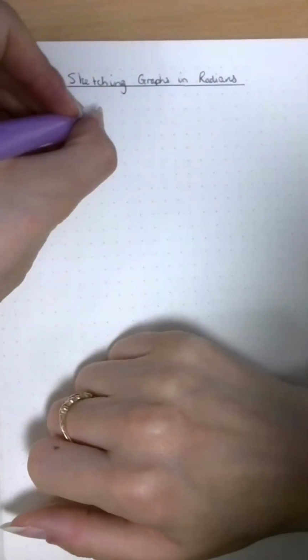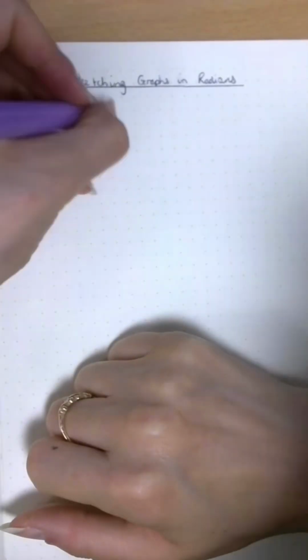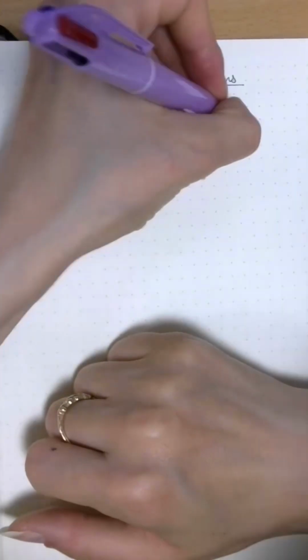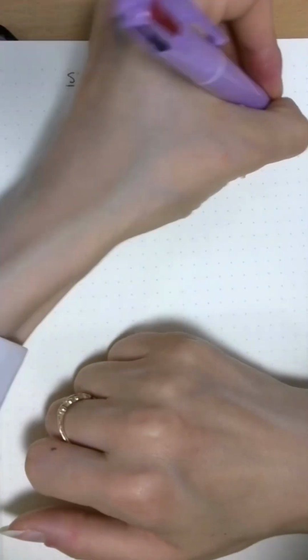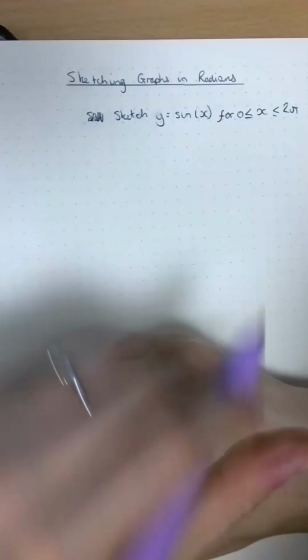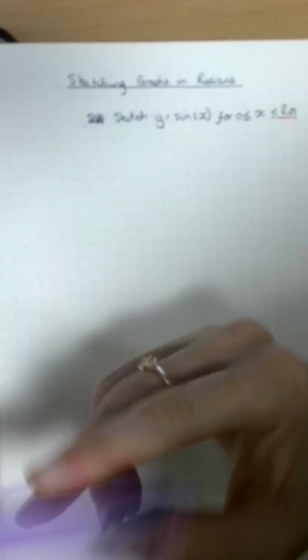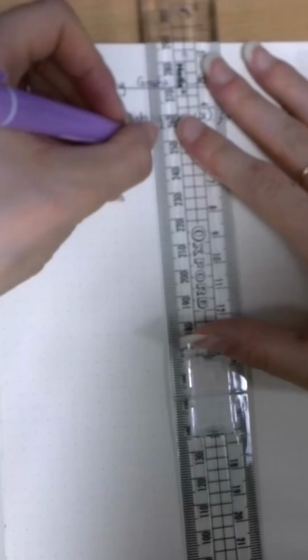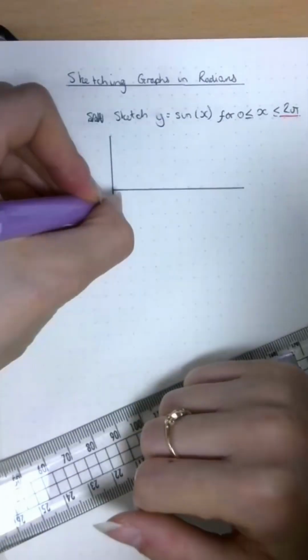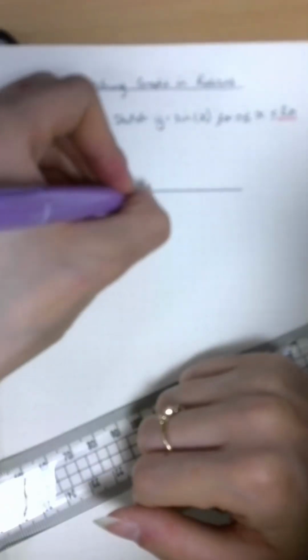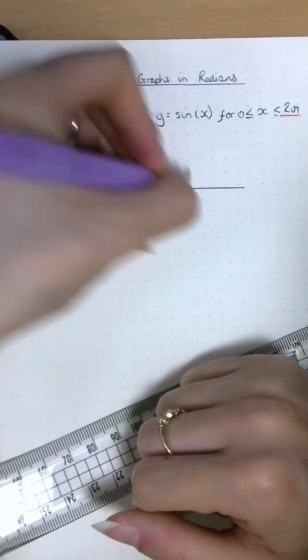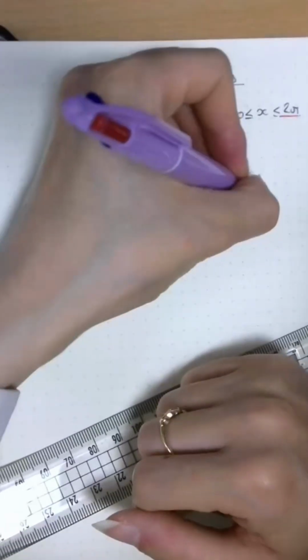We can also sketch graphs in radians. So say I want to sketch the graph for y is equal to sine x for the range where x is greater than or equal to 0 but less than 2 pi. That 2 pi there tells me that I'm working in radians. So if we think about what our axes would look like for our sine graph, and so let's think about the normal key values we need. We need our -1 and our 1, and we would have 90, 180, 270 and 360.